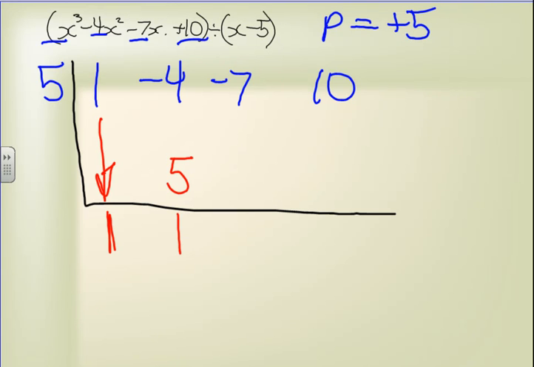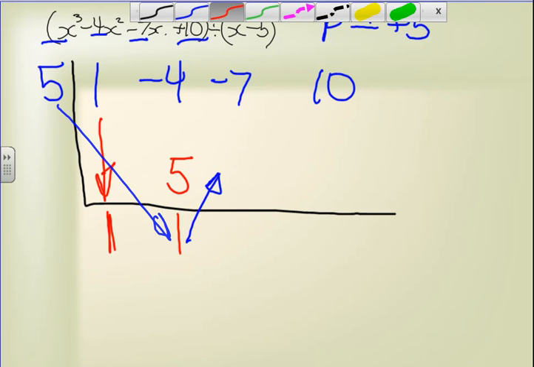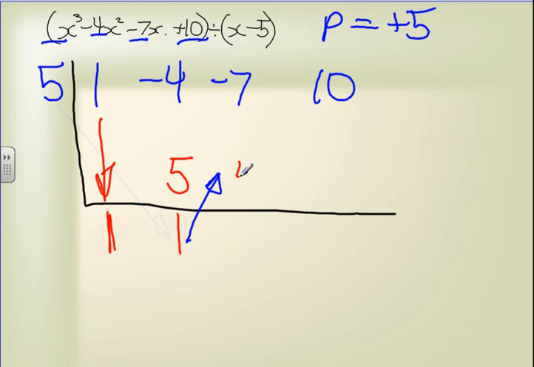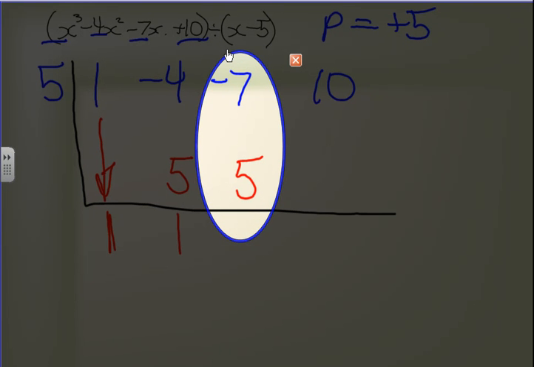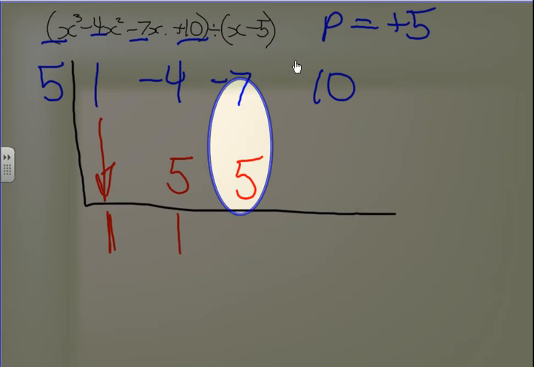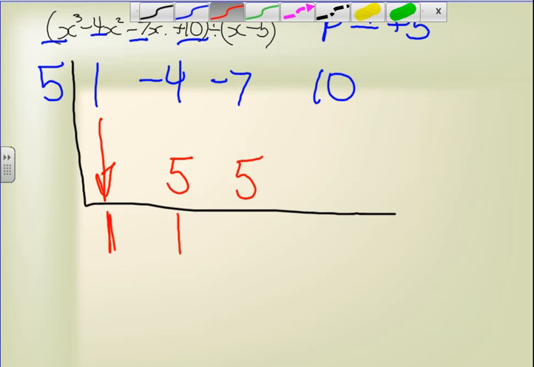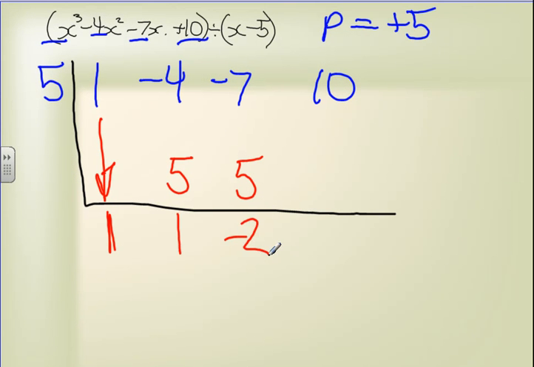Now I do the same step as I did last time. I take this 5, times it by that 1. 5 times 1 is 5. Put it up there. Got another 5. Same thing again. Add those two numbers together. Minus 7 and 5. A minus 7 and a 5 is going to give me a minus 2. Remember, I've added those together.